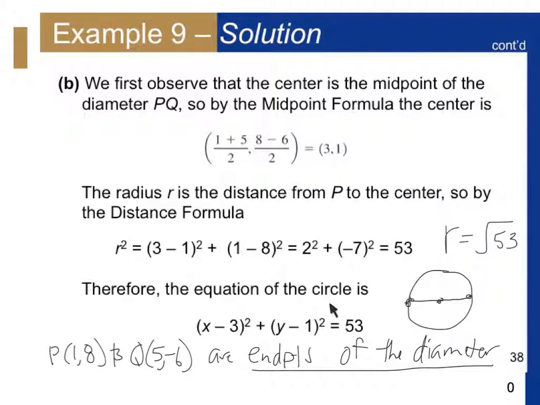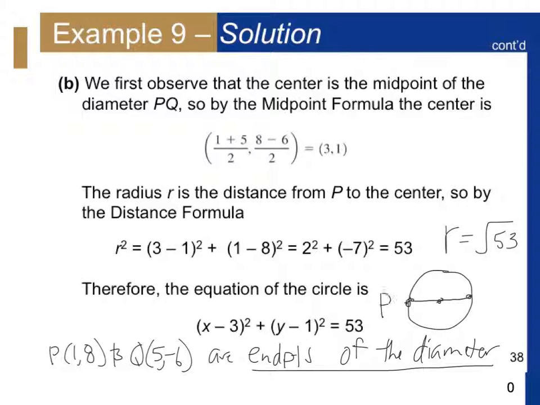Okay. So the equation of the circle is going to be x minus h squared. Remember, h is 3, the midpoint of those two diameter endpoints. Plus y minus k, our k is 1, squared, and equals r squared. So we're following the form, and that would be the equation of the circle based on what we're given. Okay. So we just have to find the midpoint of PQ. Okay. And then find the distance from P to the midpoint.